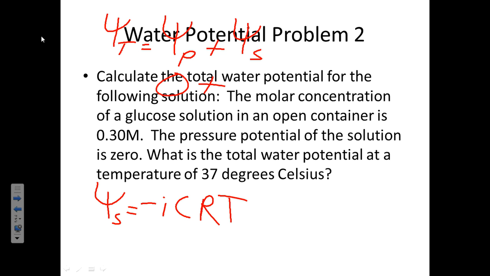All right, one thing you got to know, this is glucose. What kind of compound is glucose? Yeah, but it's molecular. It's covalently bound together, right? What's i for covalently bound together things? 1. It doesn't turn into ions. It just stays sugar. So if it's any sugar, this i is going to be 1. What's C? It's the molarity, 0.3. And I'm going to write that big M stands for moles per what? Liter.